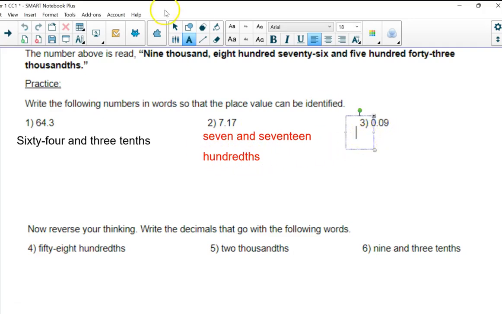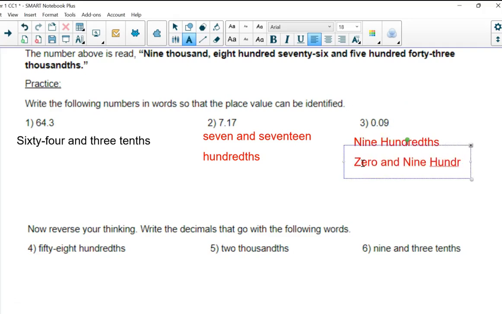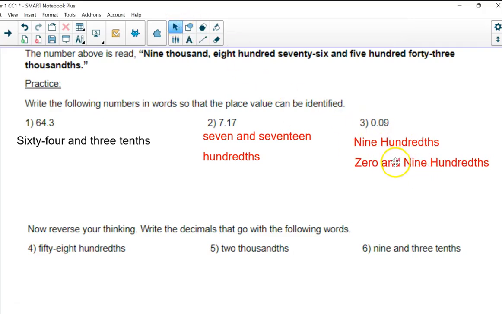So this number right here is a little different because we don't see anything in front of the decimal. When you don't see anything in front of the decimal, you can kind of ignore it. You don't really have to say anything. You can see we have the number 9 and it's in the hundredths spot. So how we would say this is 9 hundredths. Now, if you would like to, you could say 0 and 9 hundredths, which is fine. It's still correct, but you just don't have to add that in. So if you had that as an answer, that's totally fine. You just don't have to write the 0.